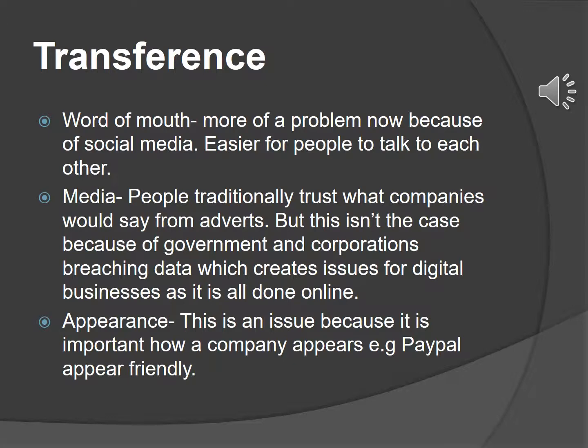Appearance is the next area when it comes to transference. Appearance is an issue because it's how the company appears. For example, if you look at PayPal, they appear to be friendly and professional with the blue font and the white background, which is quite simple. However, if it was changed to a black font with a bright pink background, you may not trust them to handle your money.